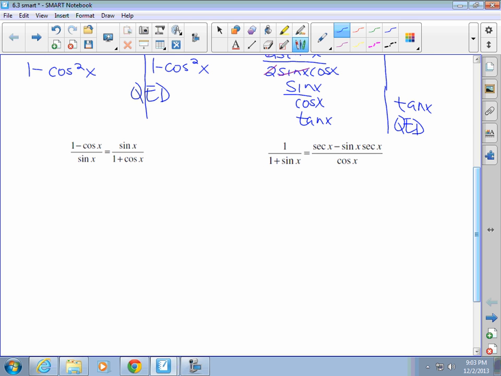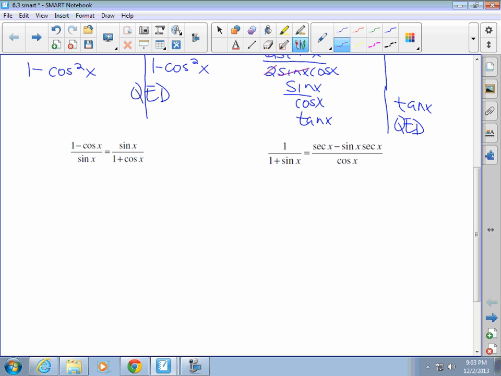Okay, example 3. (1 minus cos x) over sine x is equal to sine x over (1 plus cos x). Well, I don't have any double angle identities in there. I don't have any Pythagorean identity. I don't have a reciprocal identity in there. But what I do have, if you look close, is conjugates.